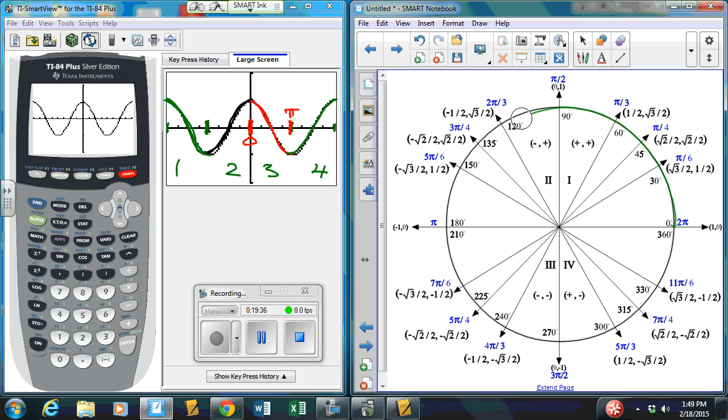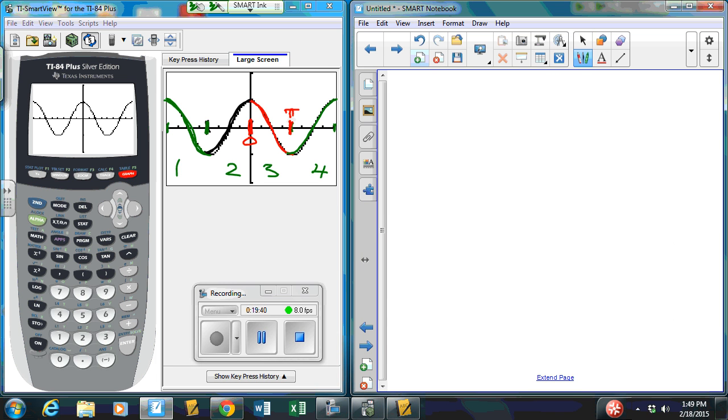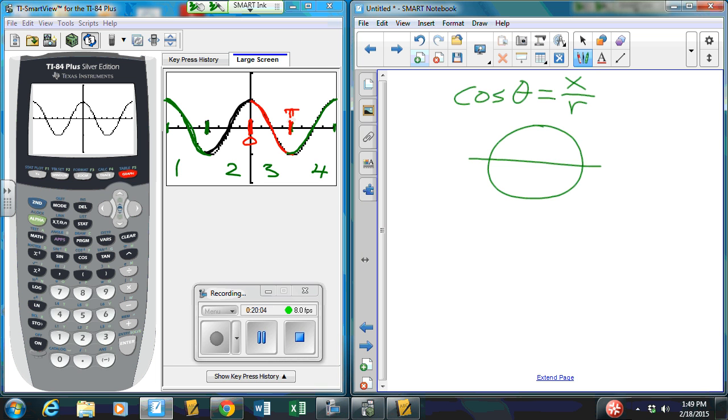Now keep in mind, cosine of theta is defined to be what? X over r. Cosine is defined to be x over r. In other words, it's the x distance, not the y distance. So this time, we're looking at it this way. We're looking at the x distance.